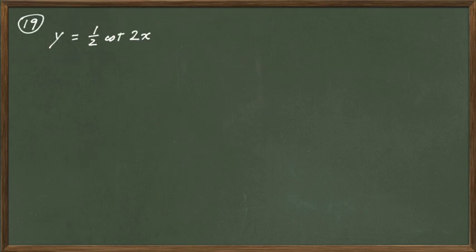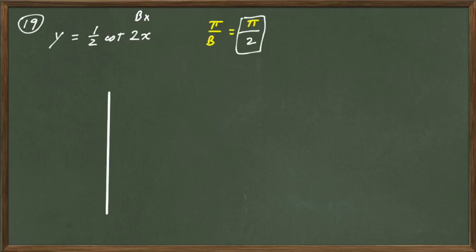For number 7, you still have your period is pi over b. In this case, the b is 1/2, right? No, what is the b in this one? B is 2 because it's bx here. So the b is a 2. So that makes the period what? Pi over 2. Now, cotangent goes from 0 and then it goes to where your period ends, pi over 2.